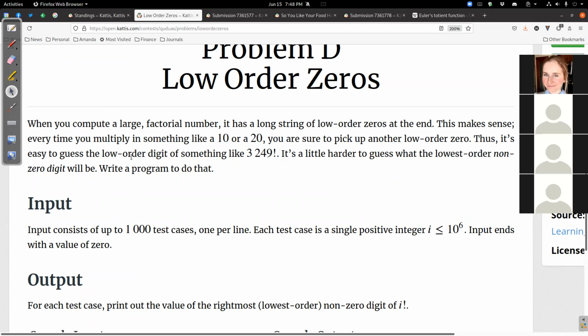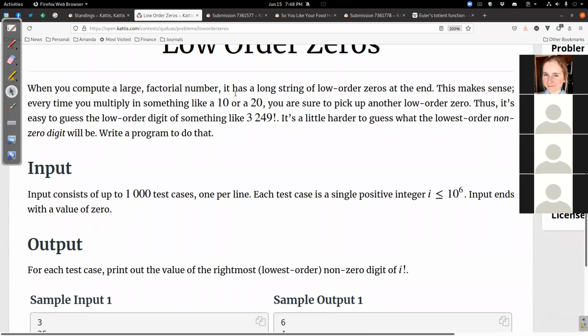Okay, anyway, so lower order zero. This one is a little bit different, maybe, compared to the previous ones. When you compute a large factorial number, it has a long string of lower order zeros at the end. This makes sense because every time you multiply in something like 10 or 20, you're sure to pick up another lower order zero. So every time you multiply in 5 or 10, 20, 30, whatever, you might get another zero. Thus, it's easy to guess the low order digit of something like 3,249 factorial, because the answer is probably 0.